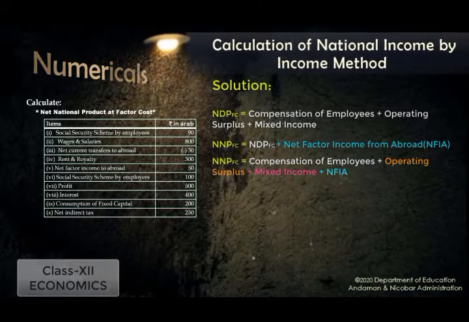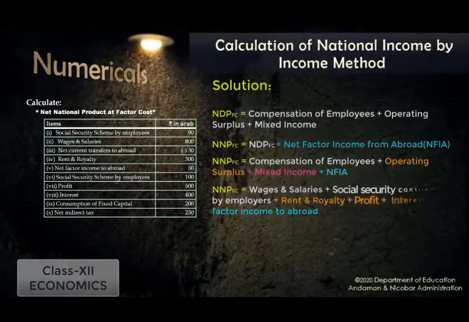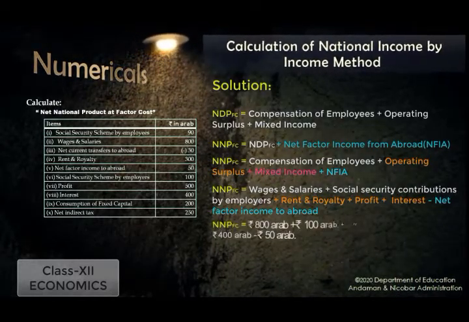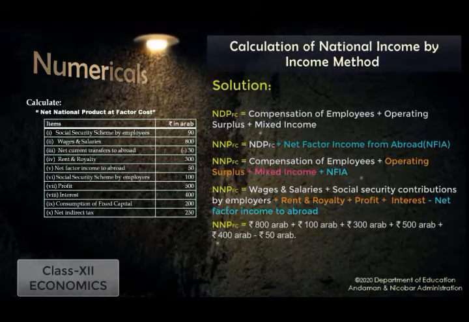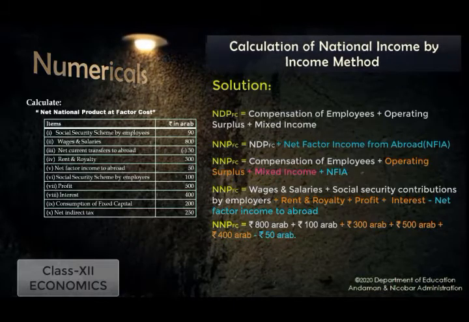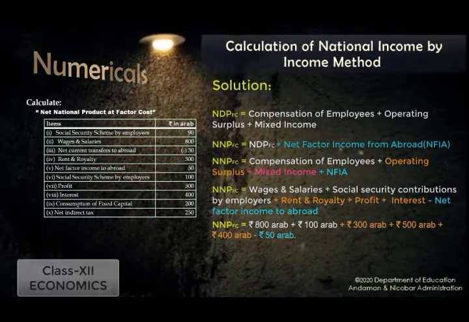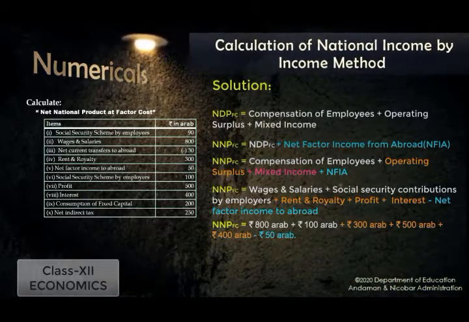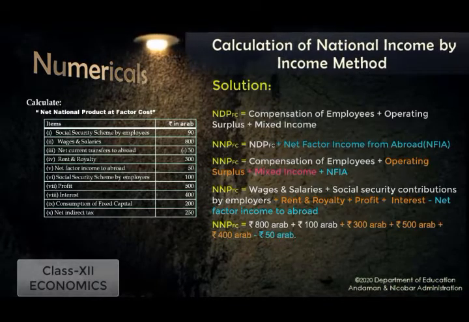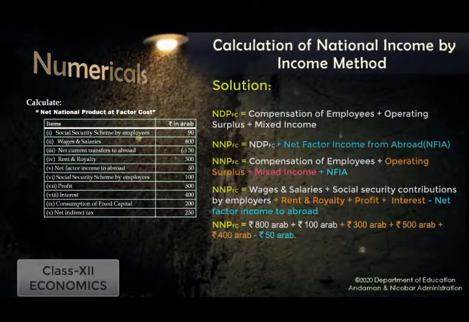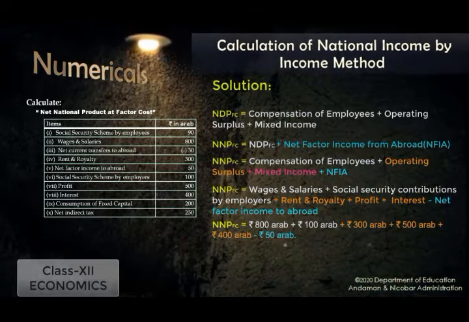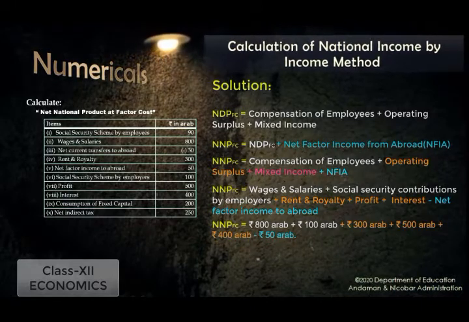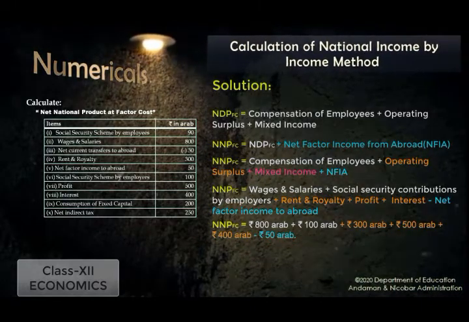Look at the items given in the question. As a part of compensation of employees, we have the value of wage and salary as 800 Arab. Then we have the social security contribution by the employer, with the value of 100 Arab. By adding these together, we get compensation of employees. Then we have the operating surplus as rent, profit and interest. Here the rent and royalty is given. Even the royalty is added as factor income, and the value is given as 300 Arab. The profit is given as 500 Arab, and the value of interest is given as 400 Arab.